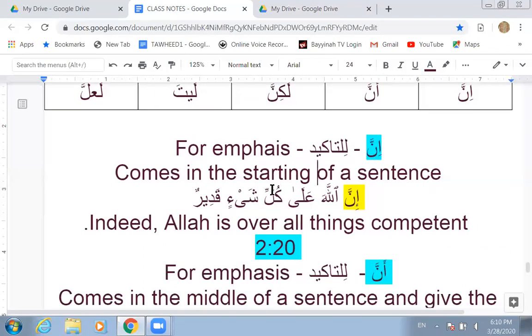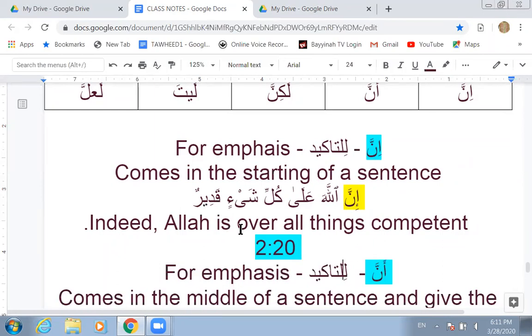Example: Inna Allaha ala kulli shay'in qadir. Inna is the harf of nasab. The lafzi Allah is its ism, and ala kulli shay'in is the muta'alliq to it. Qadirun is the khabar.